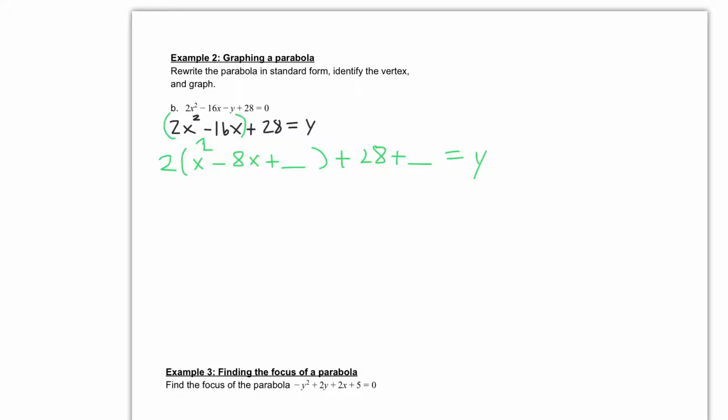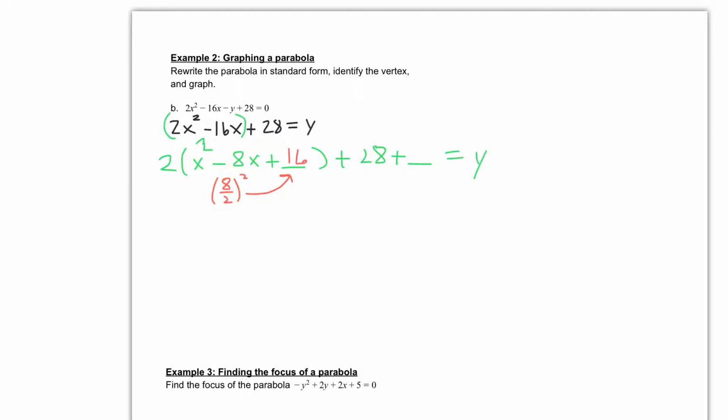To figure out the number that goes in here to complete my square, I'm going to take this middle number, divide it by 2, and square it. So I get 8 divided by 2. That's going to be squared, and that's going to end up in there. So 8 divided by 2 is 4, and 4 squared would give me 16.